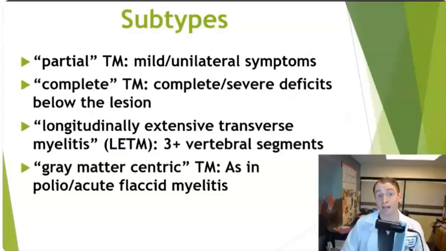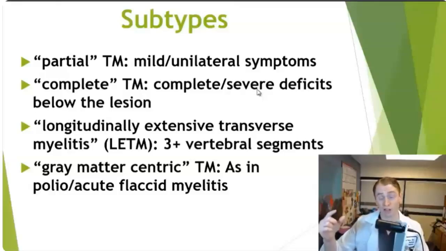Sometimes transverse myelitis is classified based on the severity of the symptoms or the appearance on MRI scans. For example, if the symptoms are mild, such as only sensory symptoms, it's sometimes called partial transverse myelitis. If there are severe deficits below the level of the lesion, such as paraplegia, it's referred to as complete transverse myelitis. Usually with diseases such as multiple sclerosis, the lesions are very short, only 1 or 2 vertebral segments.